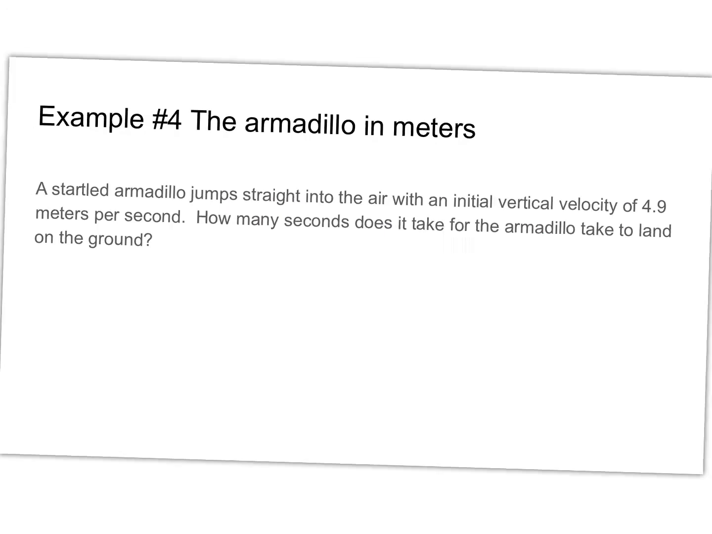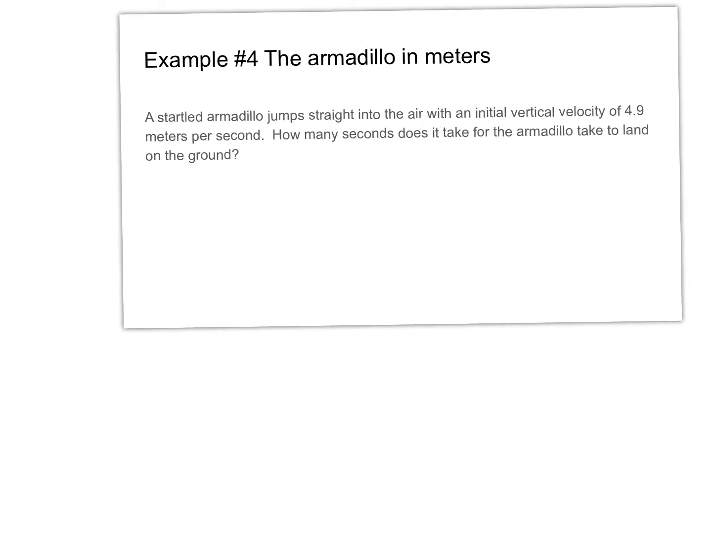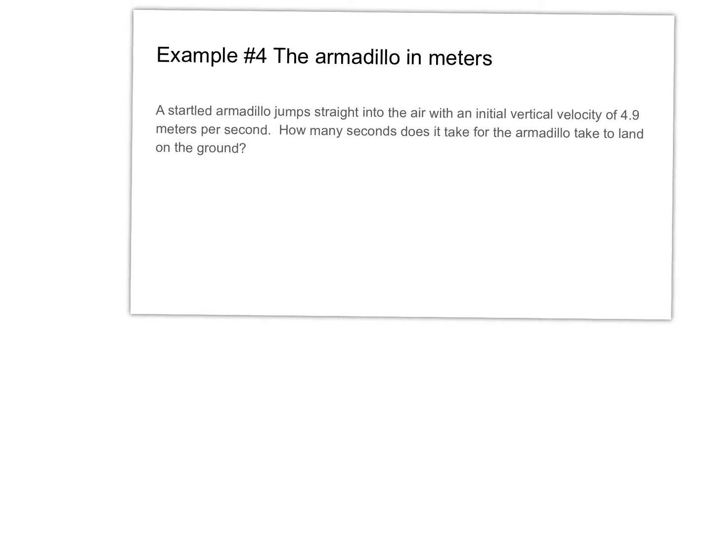All right, so let's take a look at this one. A startled armadillo. Here we're going to do meters, so we have to be a little more careful. A startled armadillo jumps straight into the air with initial vertical velocity of 4.9 meters per second. How many seconds does it take for the armadillo to land on the ground? Okay, so first things first. Let's reread it and identify all our pieces.